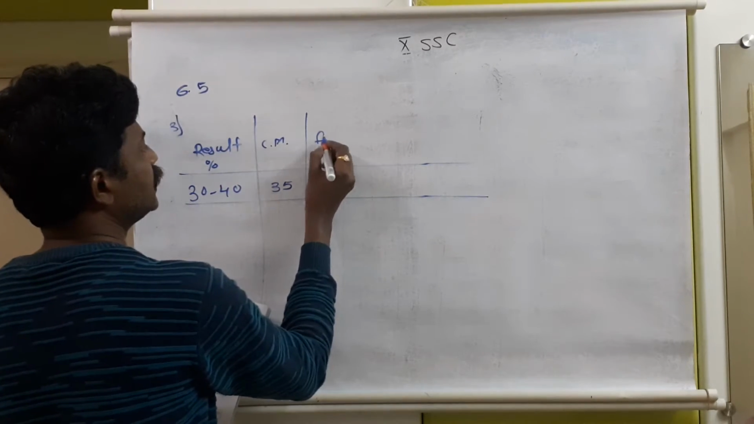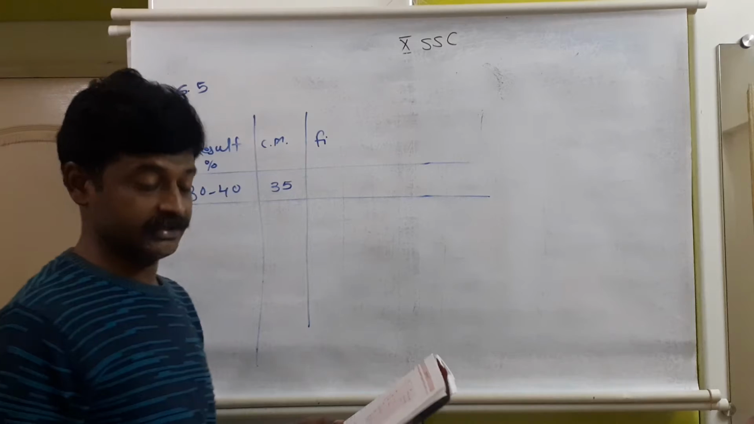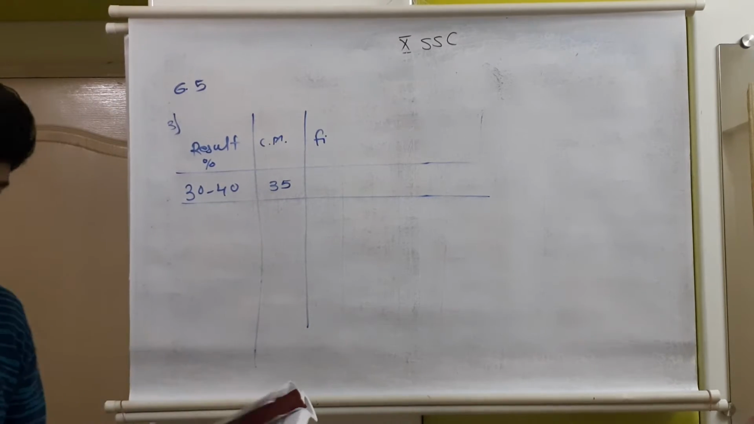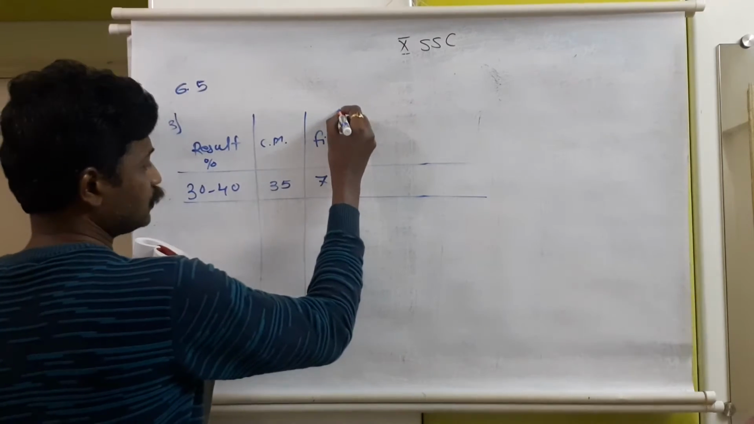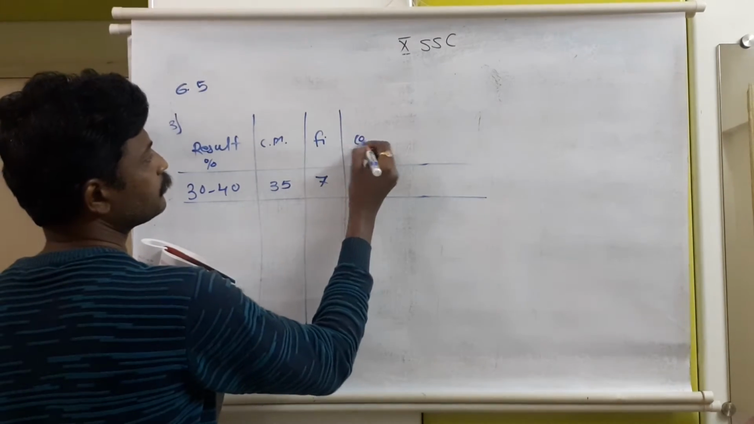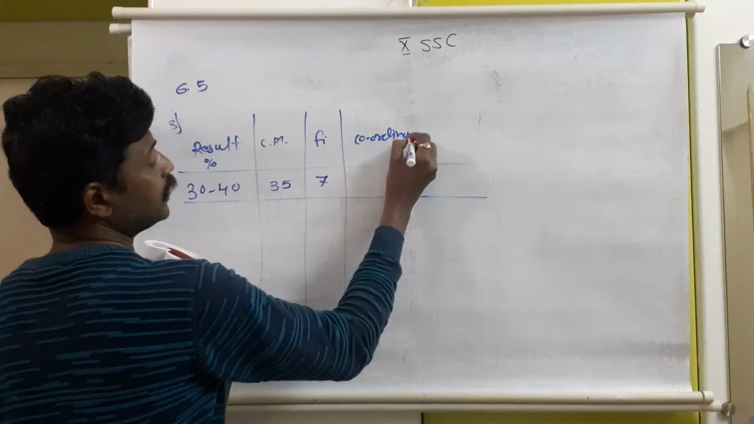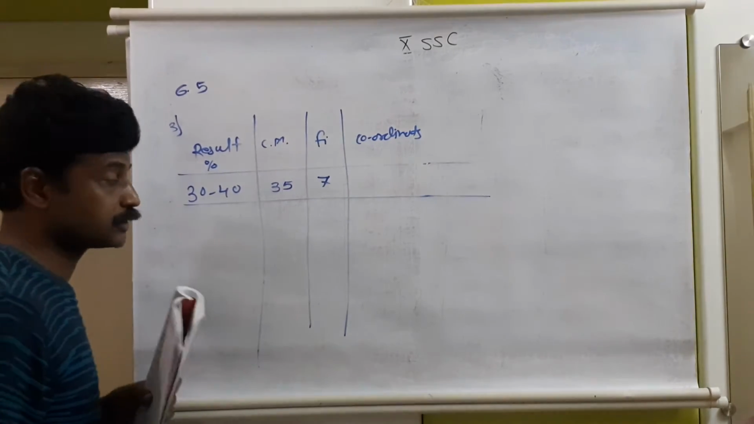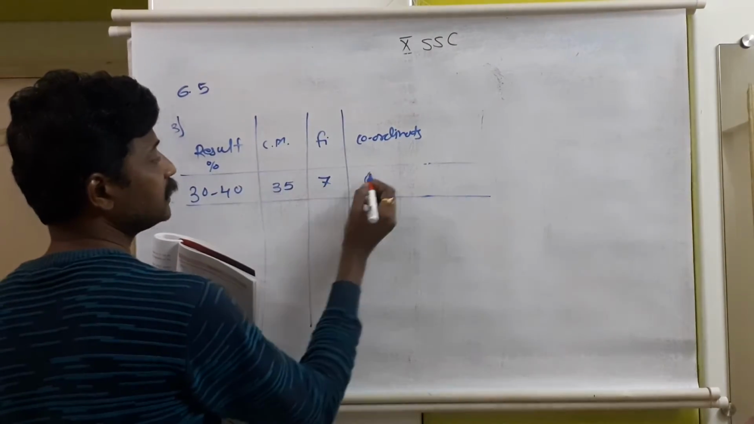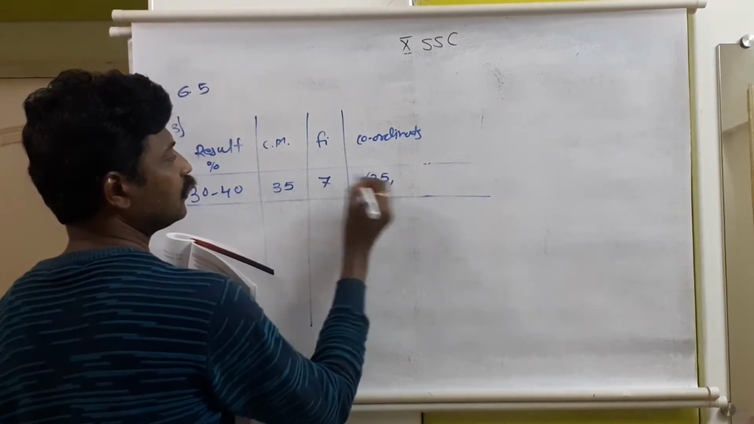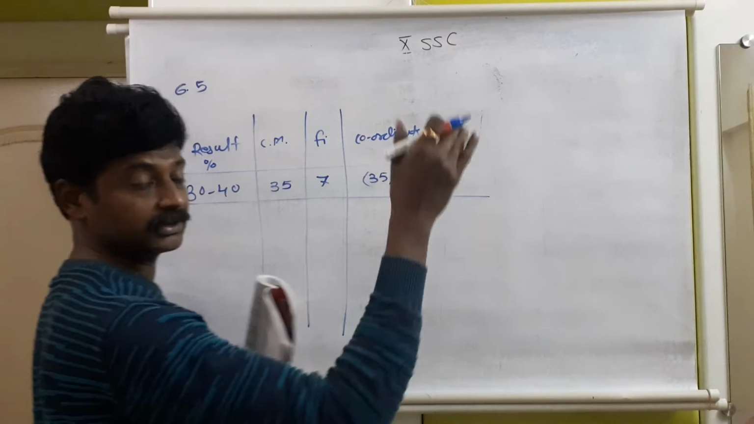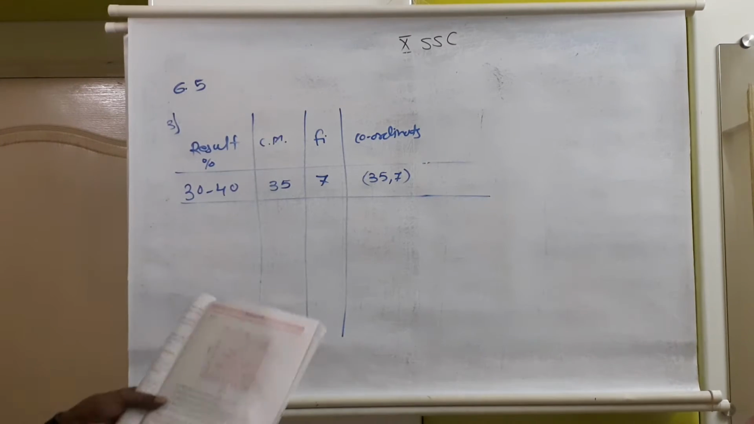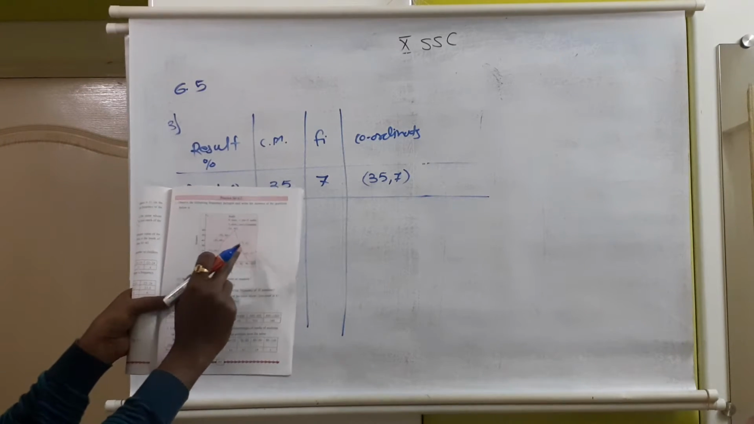Then comes frequency. I will write it as fi, number of students. That is the frequency. For the first class, it is 7. Then the last column is coordinates. Coordinates are required because we want to draw without histogram. So the x coordinate is nothing but the class mark, and the y coordinate is nothing but the frequency. This will give us a particular point on the graph, and we just have to join the points. We will get a frequency polygon as shown here.